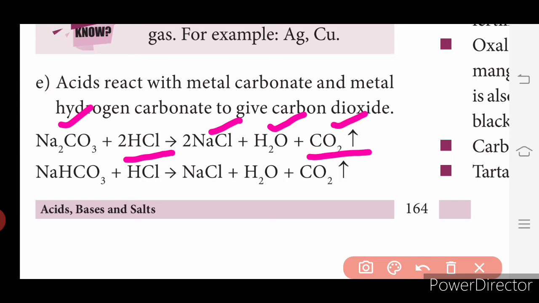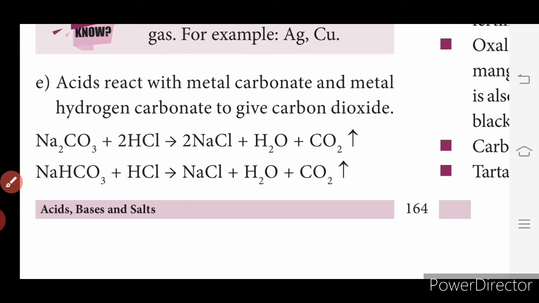Then again in the next example, this is sodium bicarbonate. The formula for sodium bicarbonate is NaHCO3. When it combines with hydrochloric acid, it gives sodium chloride plus water plus carbon dioxide, which is a gas.